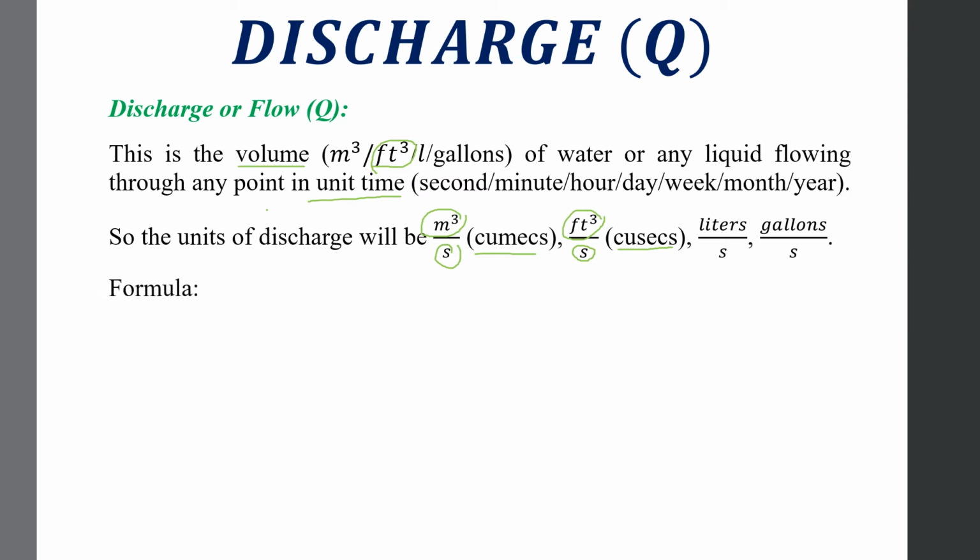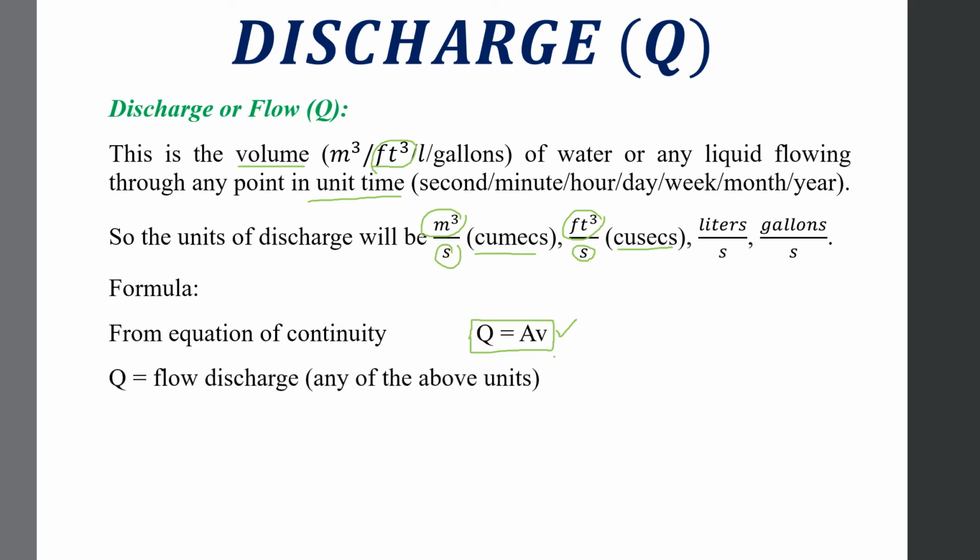The formula for discharge is very simple. From the equation of continuity, we can calculate it. In most questions, we can simply calculate the discharge by this formula. This is known as the equation of continuity. In this equation, Q is the flow discharge. This may have any of these units. Mostly meter cube per second, cumecs, and feet cube per second are used in different books.